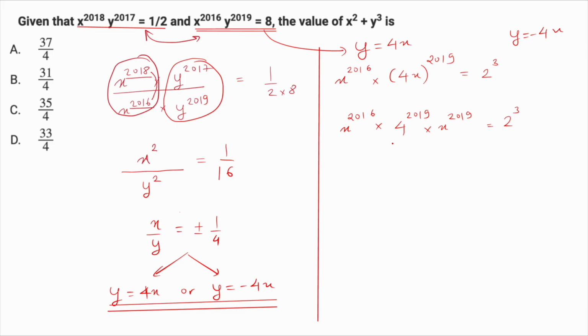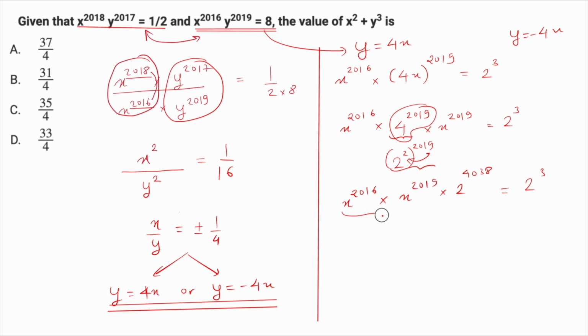Next step, break the 4 as 2 square. So this entire term would become 2 raised to 2, the whole raised to 2019. Now this is our classic law of indices, a raised to m the whole raised to n, where the powers m and n will get multiplied. So first term is as it is, x raised to 2016 into the last term is x raised to 2019 into this term we have now got is 2 raised to 2 into 2019, which is 2 raised to 4038, and this should be equal to 2 raised to 3.